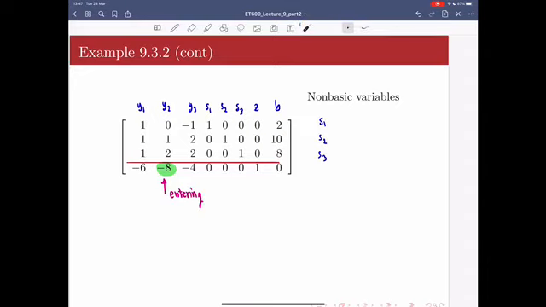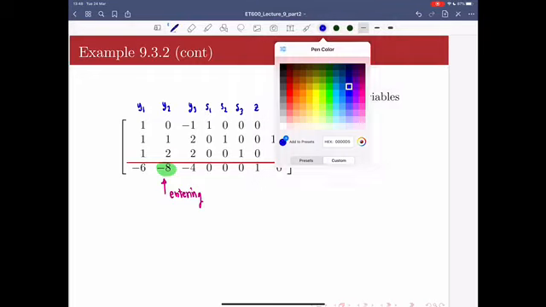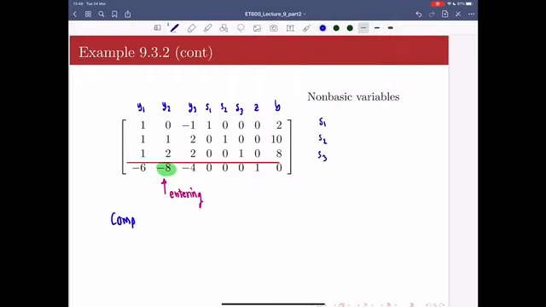To find the departing variable, we need to find a ratio of b over y2 in each row. There are 3 rows of the constraint. But the first row we cannot find a ratio because the ratio of b over y2 is not defined because y2 is 0 in that spot. So we only compute the ratio of the second row and the third row. So the ratio of the second row, we divide 10 by 1, and the ratio of the third row, we divide 8 by 2. We compute the ratio to get the departing variable.